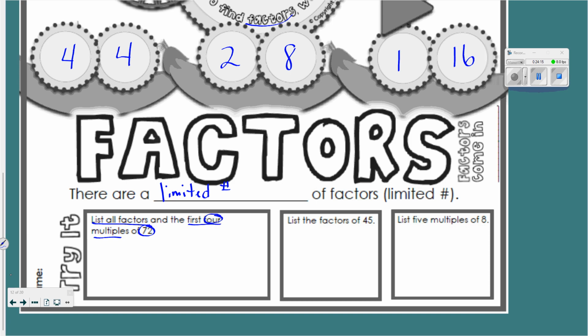So first I wanted the factors of 72. So my factors, best to me, I like to break down into factor pairs. I always just start at 1 and start going up. So 1 times 72 is 72. Can I go 2 to 72? Yes. So 2 and 36.